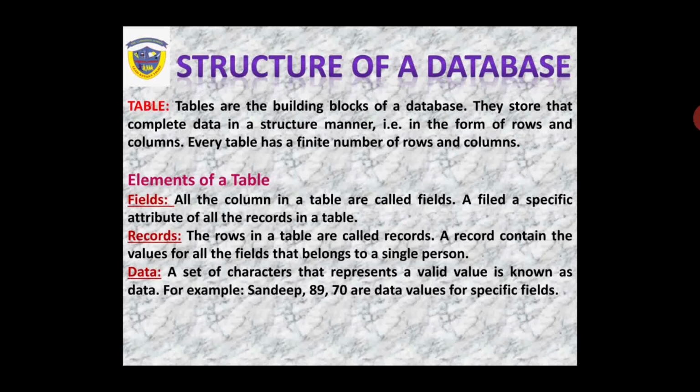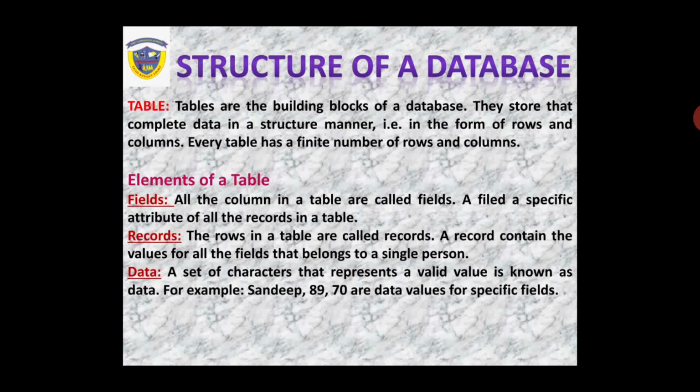Elements of a table. What are there in a table? First of all, fields. All the columns in a table are called fields. A field is a specific attribute of all the records in a table. Field means the heading we are giving to the column. Name, class, roll number. Next, record. The row in a table is called a record. The record contains the values for the fields that belong to a single person. Record means which row? A row that belongs to a single person.